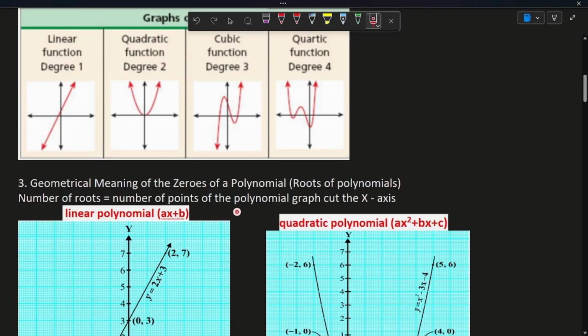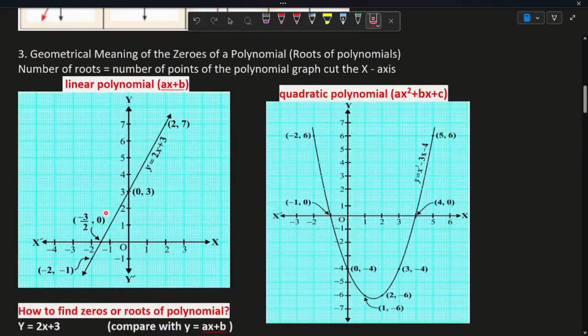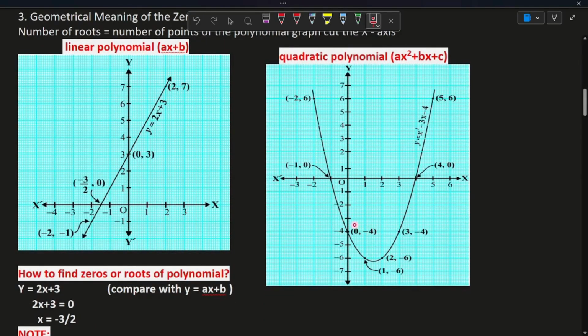Every polynomial has a certain number of roots. The number of roots means the number of points at which that particular polynomial cuts the x-axis. For example, this linear polynomial has only one root, that is 3 by 2. So at the point (3/2, 0), this linear polynomial cuts the x-axis. This is a quadratic polynomial. It has two roots: minus 1 is one root, and 4 is the other root. So at minus 1 and 4, this quadratic polynomial cuts the x-axis. So it has two roots.